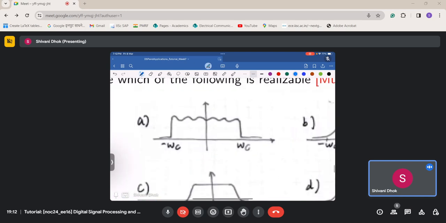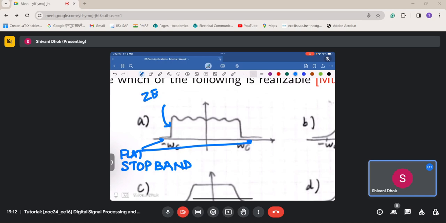So let us look at the first option. If we look at the pass band, we are having ripples here, so this is not flat. Now let us look at the stop band. This stop band here is flat. So here we are having a flat stop band. And another issue with this is zero transition band.